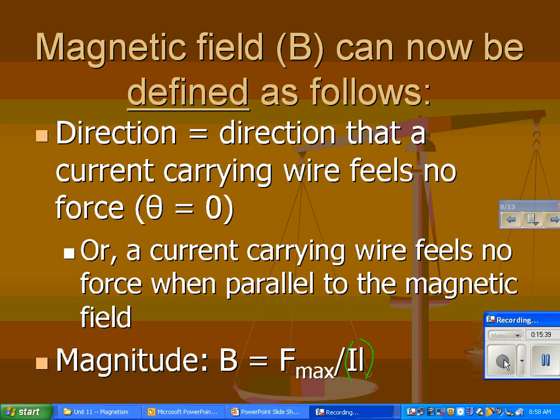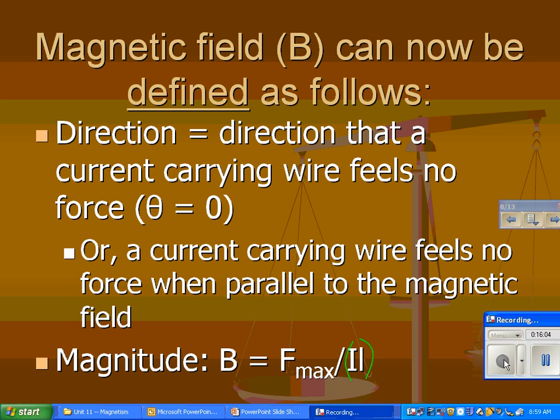So if that is true, if current carrying wires feel a force, then I would imagine that if I forget the wire, what if I just took charged particles and moved them in a magnetic field? Then they should feel a force too. And lo and behold, they do. So if I take protons or electrons or other charged particles and I throw them in a magnetic field, they'll feel forces. And the strength at which they will feel a force is determined by a couple of things.